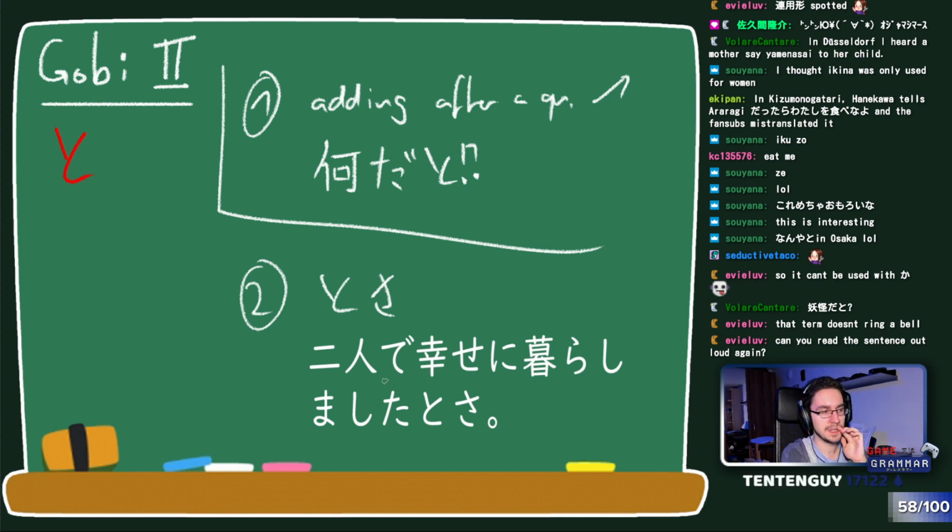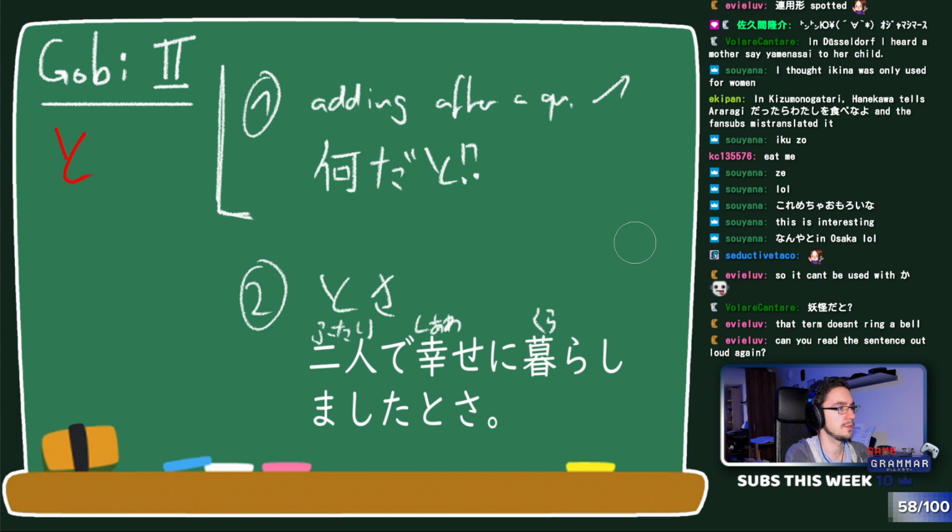Can you read the sentence out loud again? Yeah, sure, sorry. 二人で幸せに暮らしましたとさ. Again, it's just kind of an ending in polite storytelling. とさ, sort of emphasizing that, oh, that's how it went. They lived happily ever after. 二人で幸せに暮らしましたとさ. Basically that. I don't think this one is super common, but you might see it. This one is probably the most common one. So a good one to remember is sort of nandato. But yeah, you've probably all heard something along those lines.